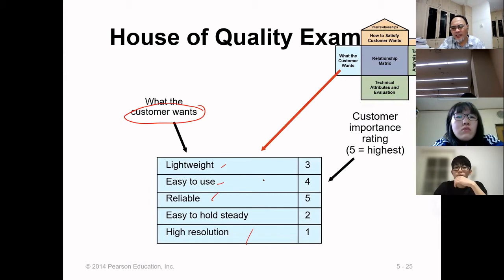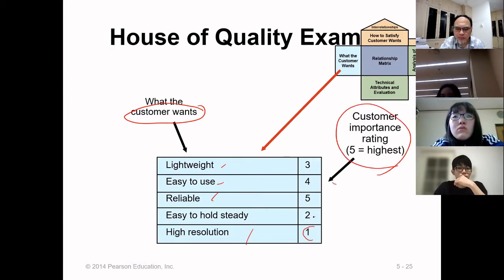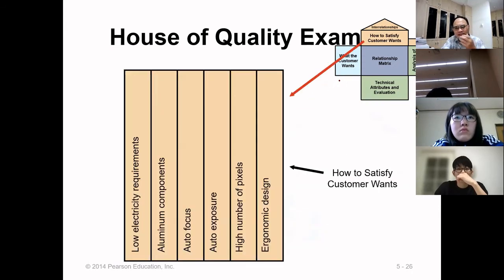Okay. And you give this rating. So this is the most important, number 1, number 2, number 3, number 4, number 5. Or 5 is the highest. Okay, 5 is the highest, then this is of course the most important. This is the less important. So 5 is the highest, reliability. So this becomes what the customer wants.